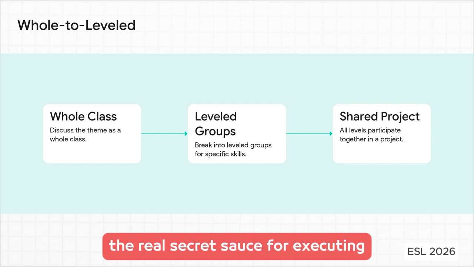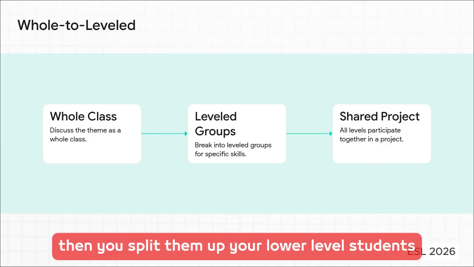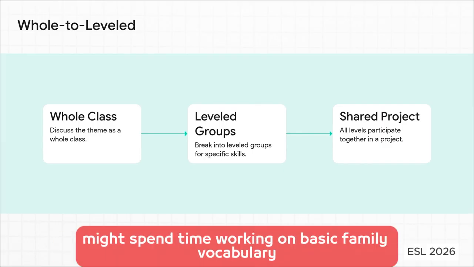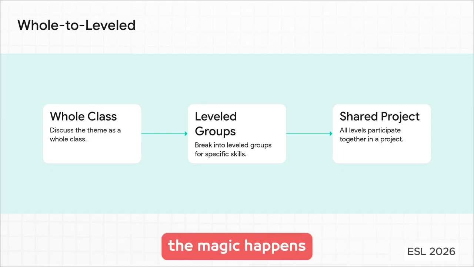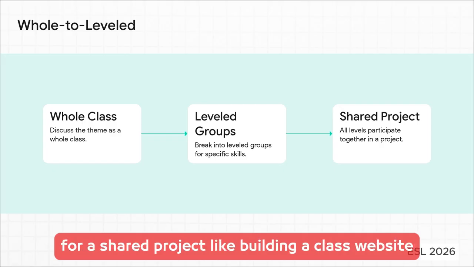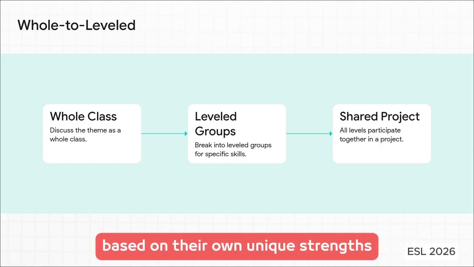The real secret sauce for executing this is what the text calls the whole class to leveled approach. Basically, you introduce a broad topic, let's say family, to the entire room. Then you split them up. Your lower level students might spend time working on basic family vocabulary, while the higher level groups read an advanced article on the exact same topic. The magic happens when you bring everyone back together for a shared project, like building a class website, where everybody contributes based on their own unique strengths.